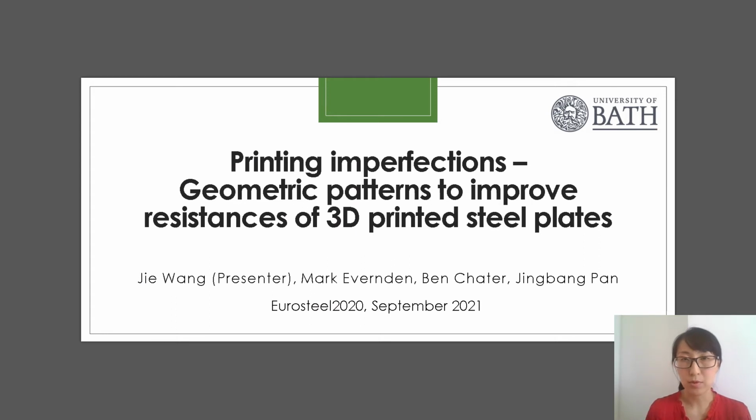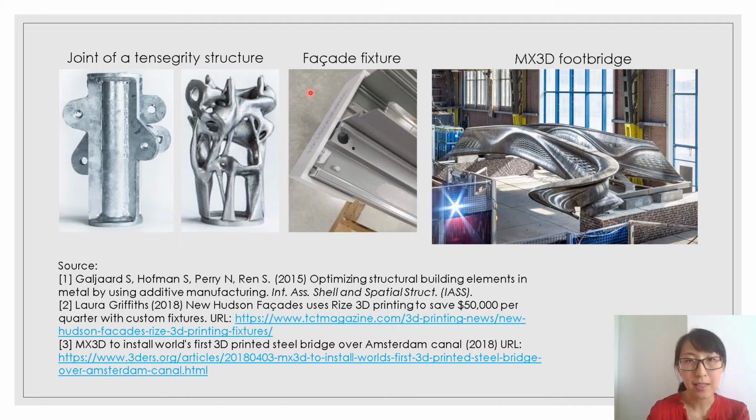Today the work I'm going to present is printing imperfections, that are geometric patterns that can improve the resistance of 3D printed steel plates. In recent decades, researchers and practitioners have been trying to introduce metal 3D printing in construction, such as this famous Arup connection for a tensegrity structure and a facade fixture in the US. These two cases were manufactured by the powder-based printing method. And more recently, the MX3D footbridge in the Netherlands was made by a wire-based manufacturing method.